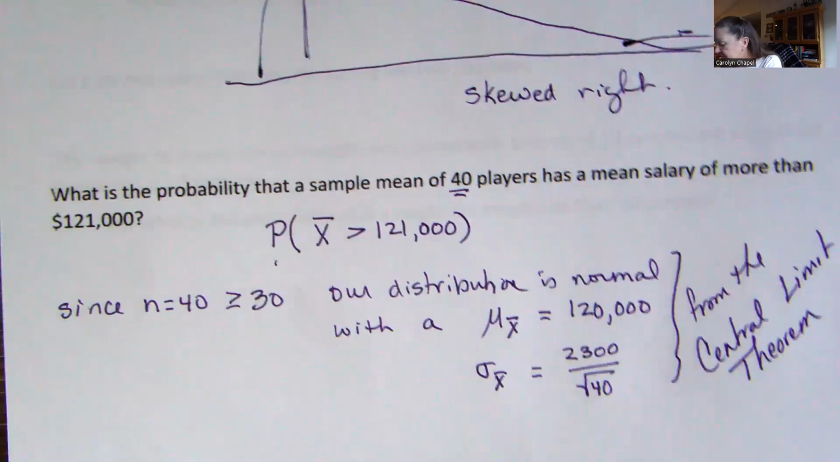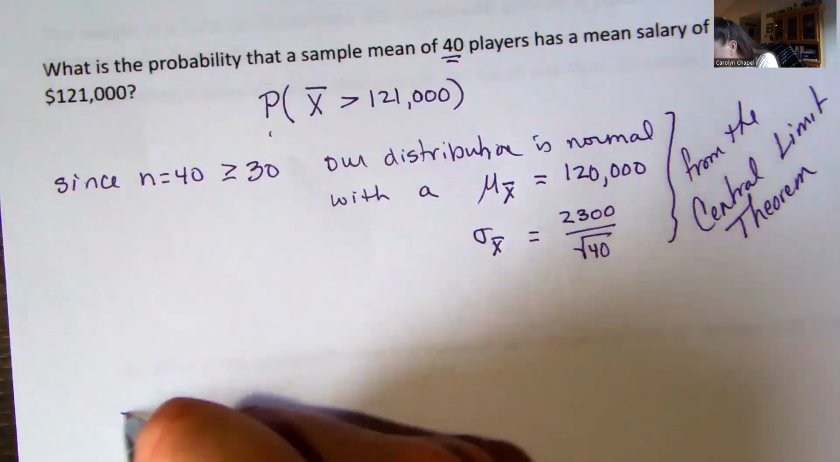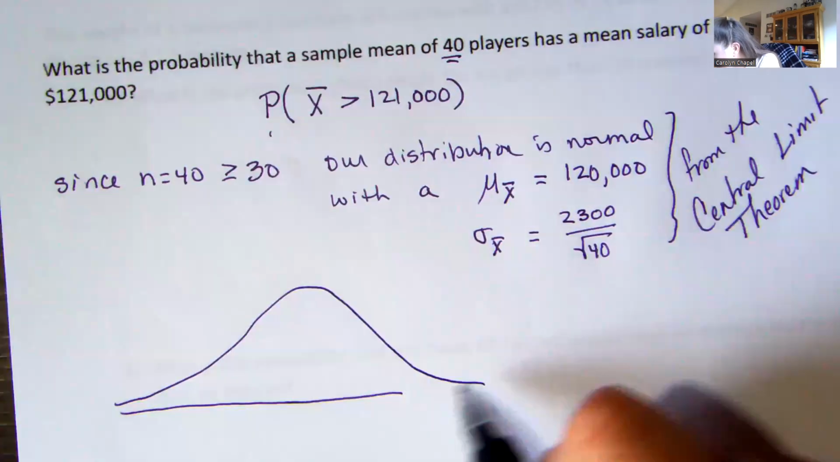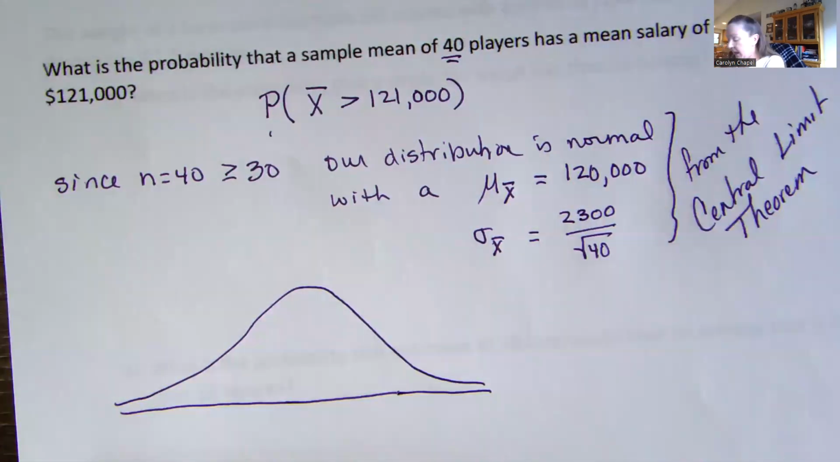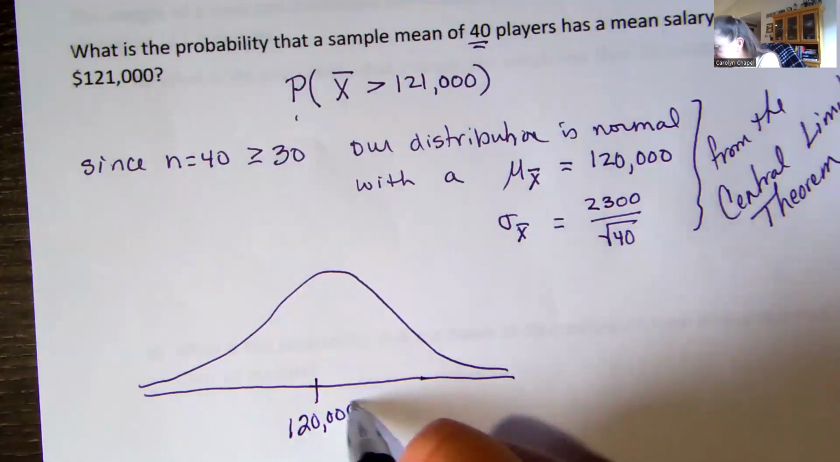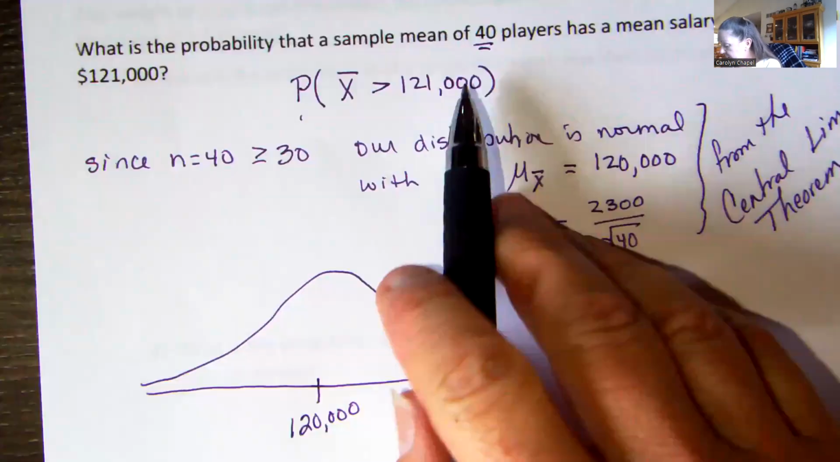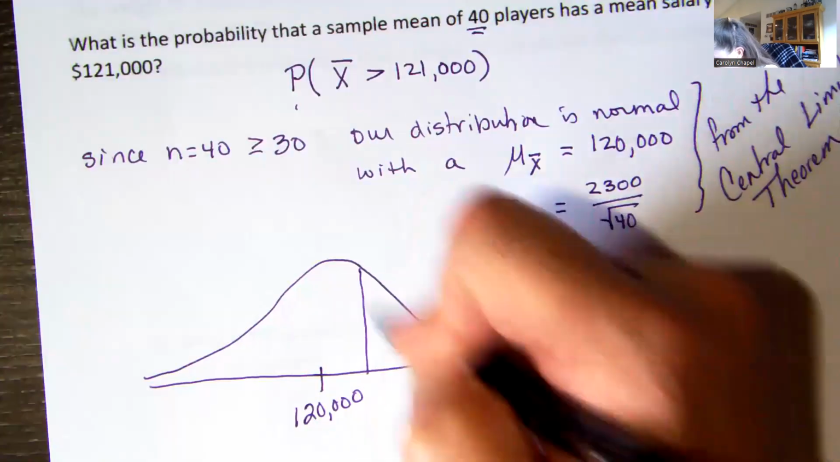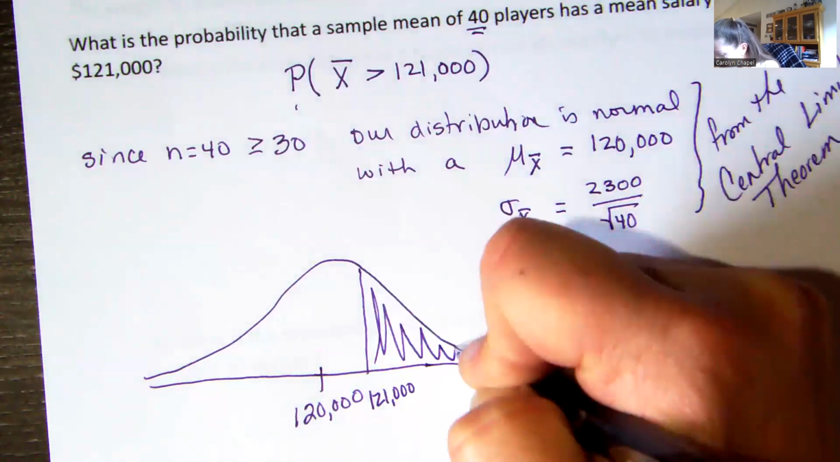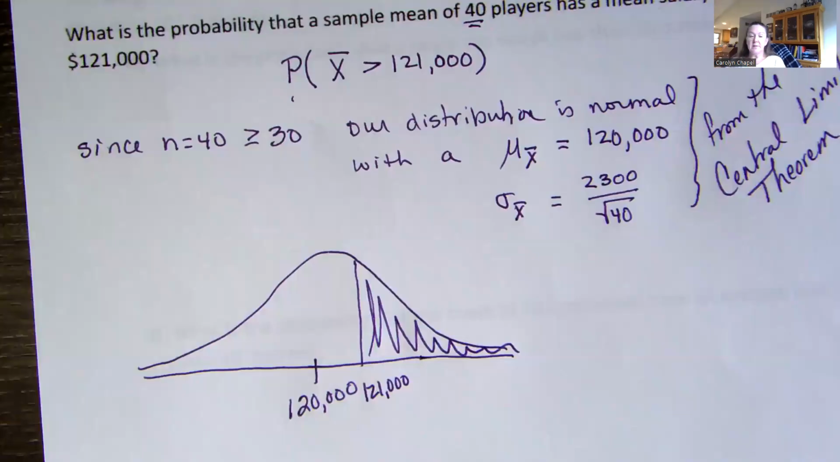Okay, so this means I can draw a normal curve. Yay! So there's my bell shape. I know the middle is 120,000 right there. We want to know more than 121, so there's my 121. And we're going more. Since it's roughly normal, we can standardize this thing. We can turn it into a standard normal curve.